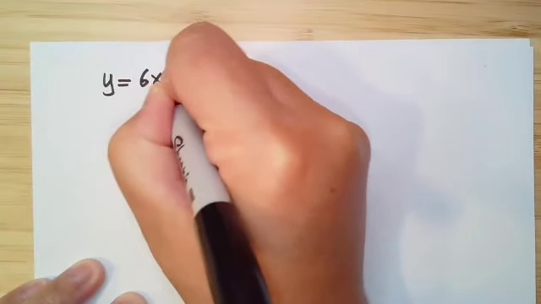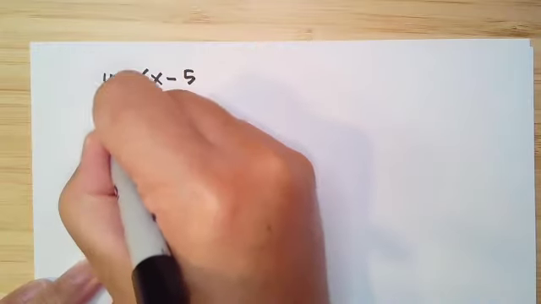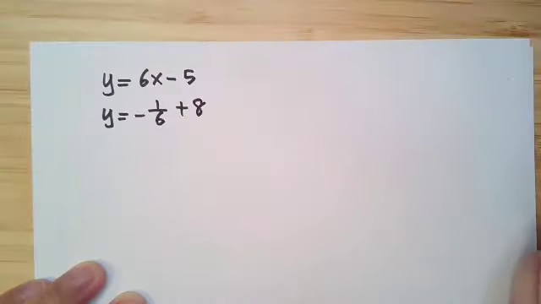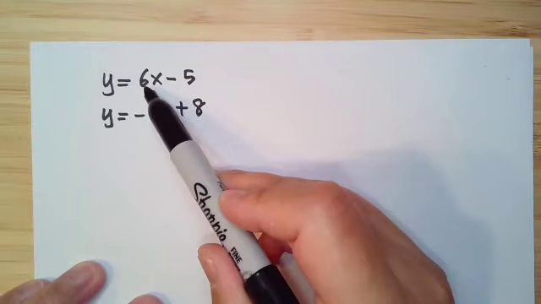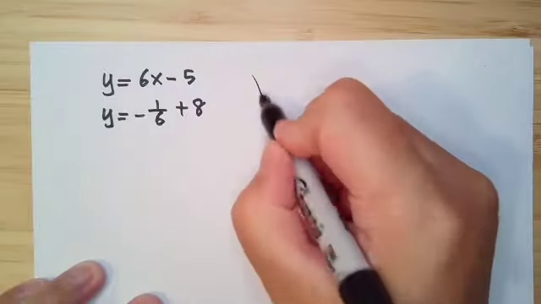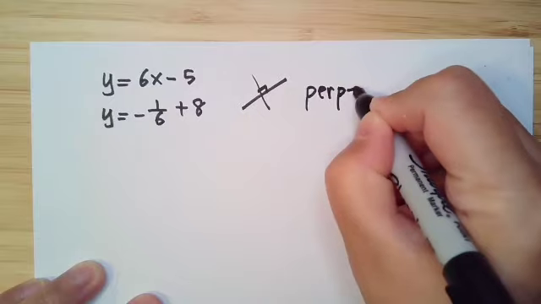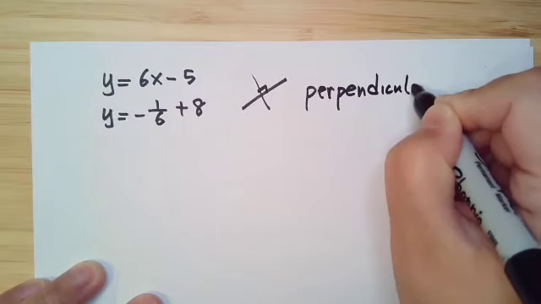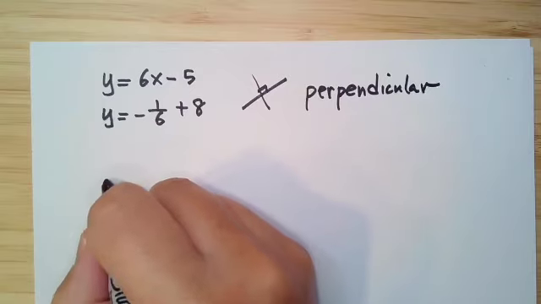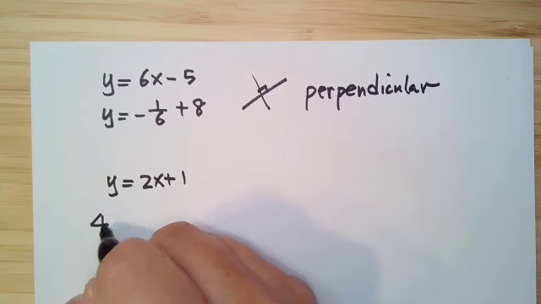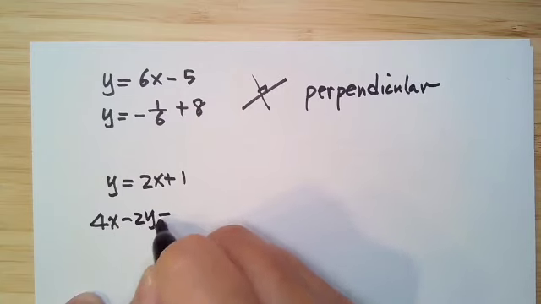What is the relationship between y equals 6x minus 5 and y equals negative 1 over 6 x plus 8? The slope is 6, negative 1 over 6. They are perpendicular to each other. Perpendicular. We can tell. Okay. What about y equals 2x plus 1, and I have another, 4x minus 2y equals 3.